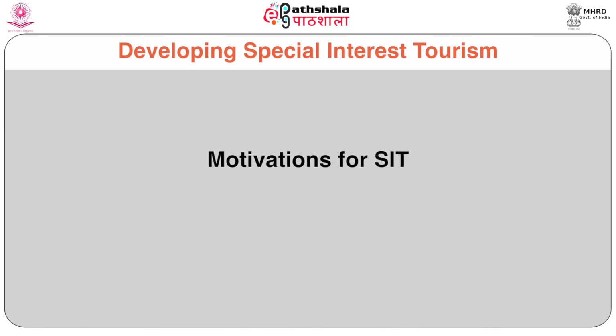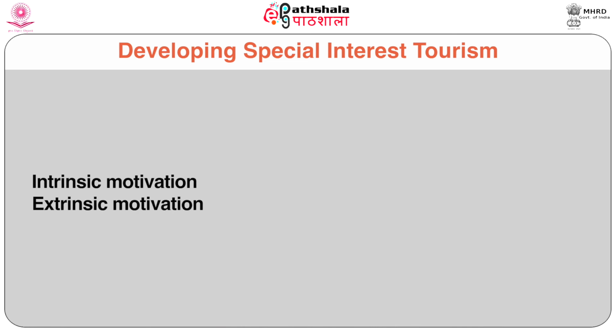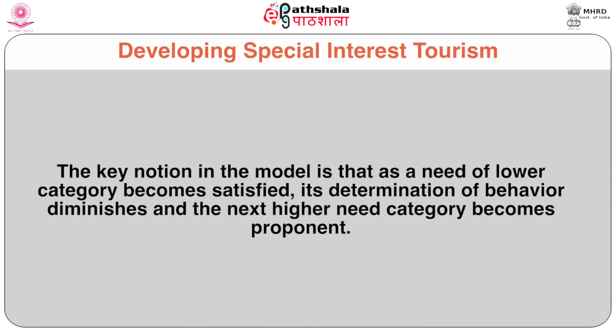Motivations for special interest tourism. Motivation of special interest tourism can be divided into two major groups: intrinsic motivation and extrinsic motivation. Intrinsic motivation encompasses the internal desire to perform a particular task. People do certain activities because it gives them pleasure, such as challenge, skill improvement, or relaxation. The factors external to the individual person and unrelated to the task they are performing are under the ambit of extrinsic motivation, such as money, status, rewards, and sustainability.